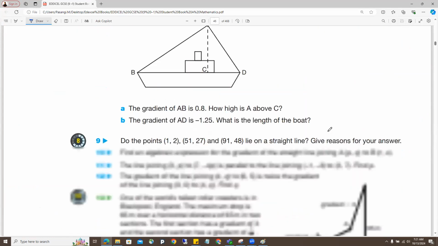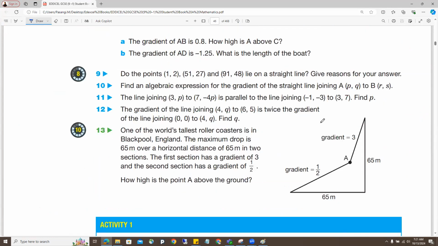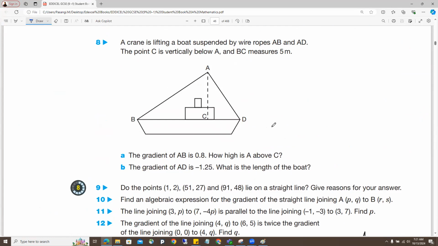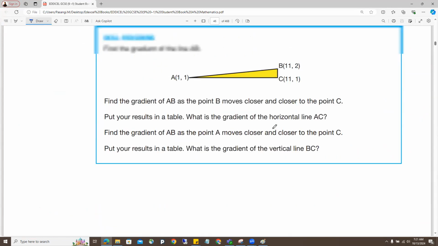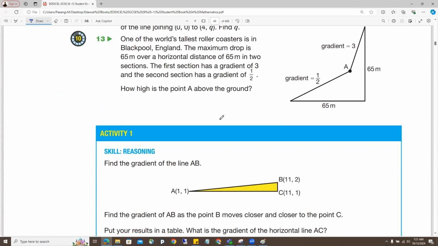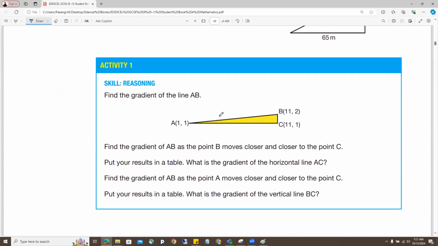Okay. Can you try these ones first? I think these ones are a little bit hard, but that's fine. You just try those ones. Okay. Shall we do the activity one? Skill reasoning. Just try.